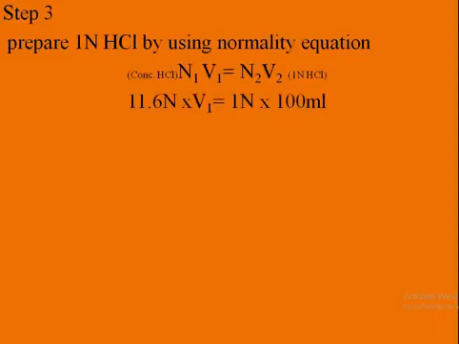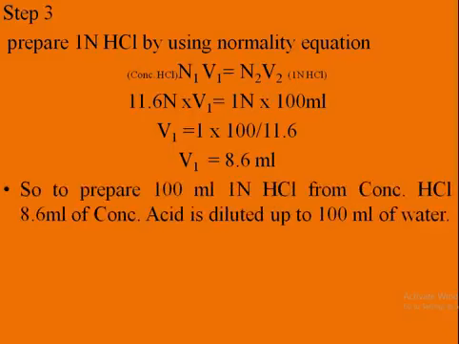So we have the normality of concentrated HCl, 11.6 normal, and we need to calculate V1 for dilution to prepare 1 normal HCl solution. So put the value of N2 as 1 normal, and suppose we are preparing only 100 ml, so put the value 100 in case of V2. We can calculate V1 as 8.6 ml. Means to prepare 100 ml of 1 normal HCl from concentrated HCl, 8.6 ml of concentrated acid is diluted up to 100 ml of water.